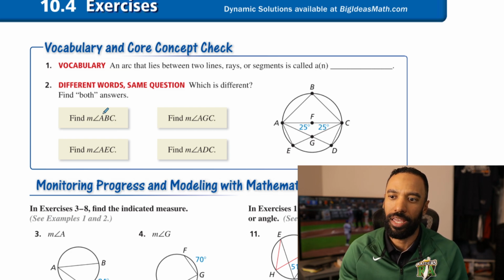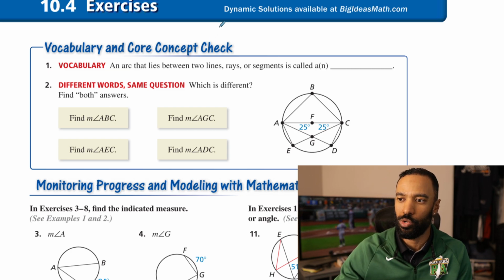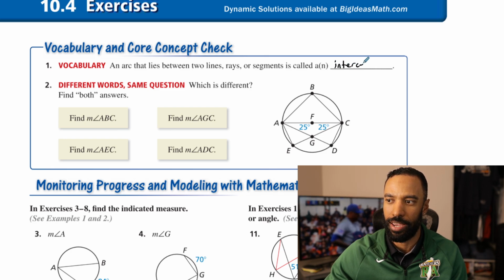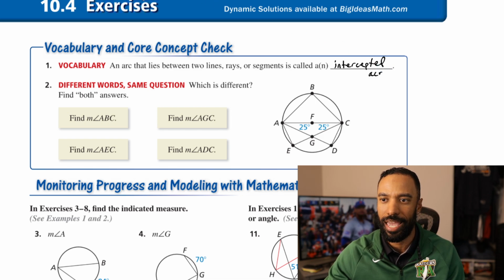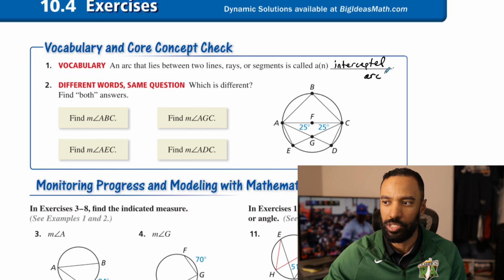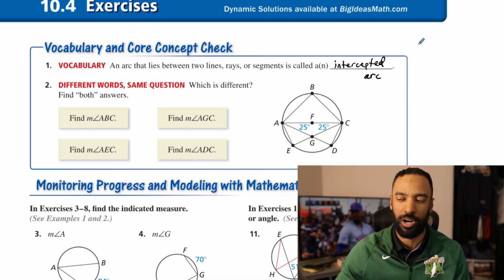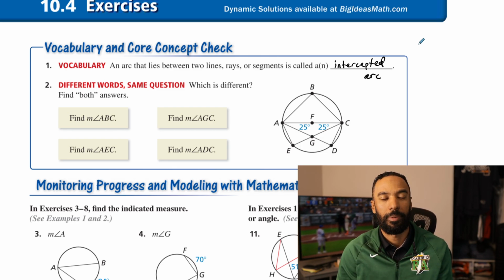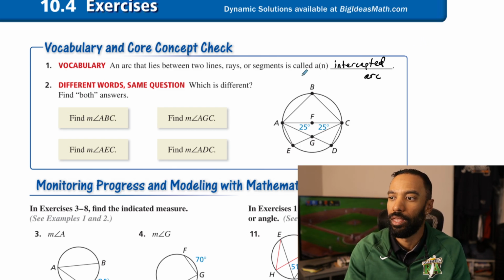Number 1, vocabulary. An arc that lies between two lines, rays, or segments is called an intercepted arc. Now, once again, this is a phrase that I've been using for a while, so I apologize if I used it prematurely. Actually, I did not use it prematurely, though. Any of the ones that we stated before could have been treated as intercepted arcs, including with central angles, and they did not bring that up. They'll bring it up, I guess, in their proof that we have to do later.